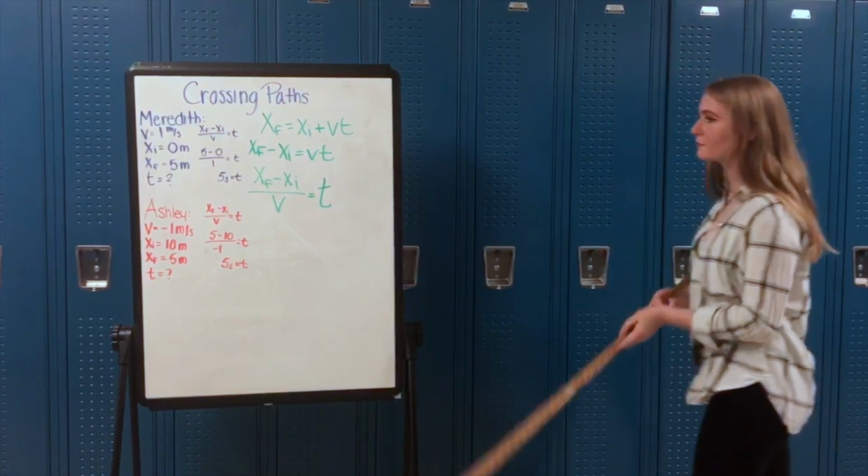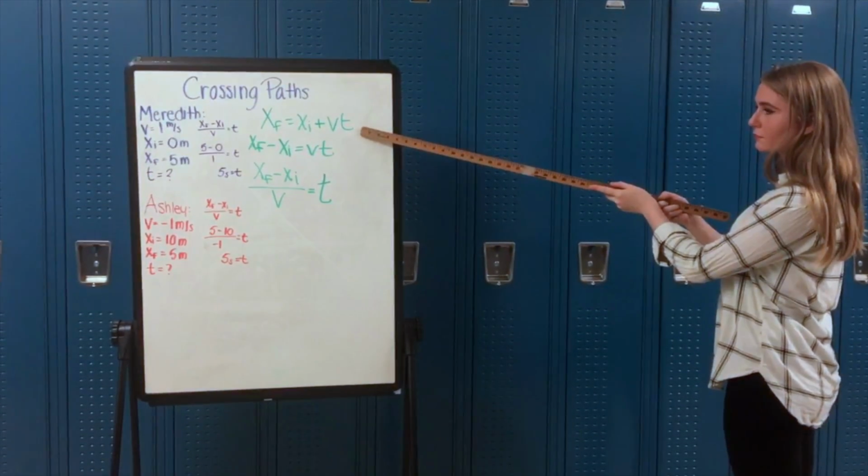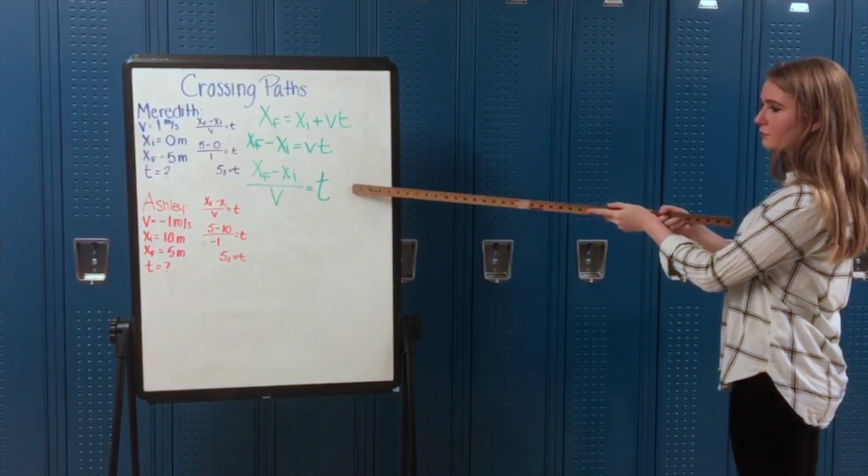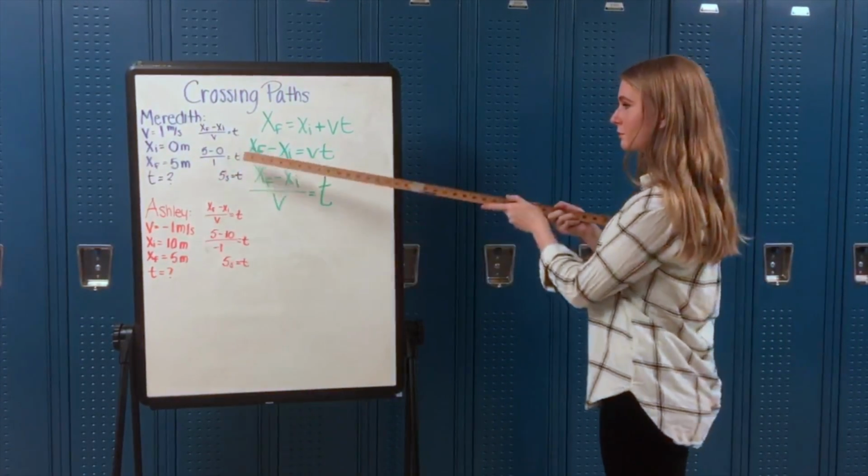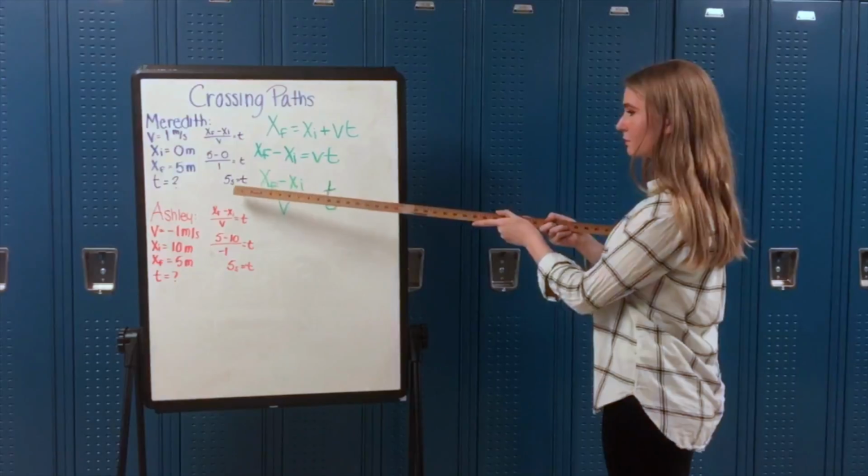We rearrange the motion equation to set it equal to time. Your final position minus your initial position over velocity is equal to your time. In this case, we'll do 5 minus 0 over 1, giving us a time of 5 seconds.